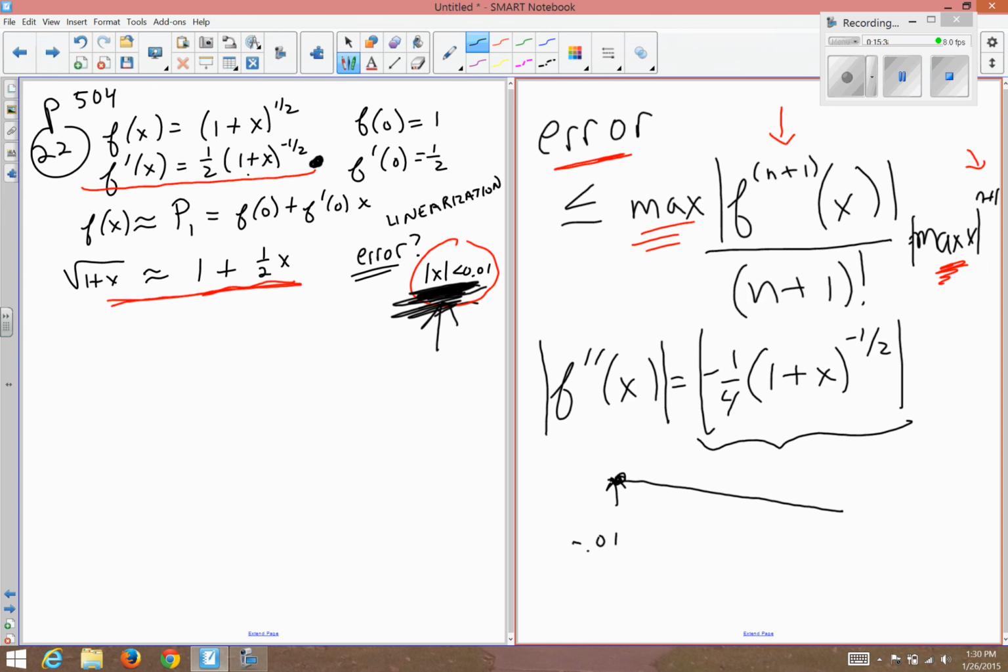So plugging that in, you get the biggest that it can be. The biggest number is 0.2538.